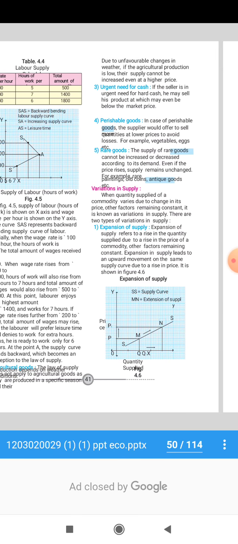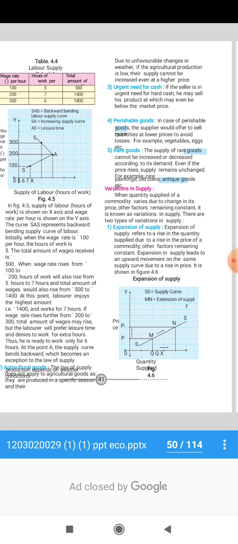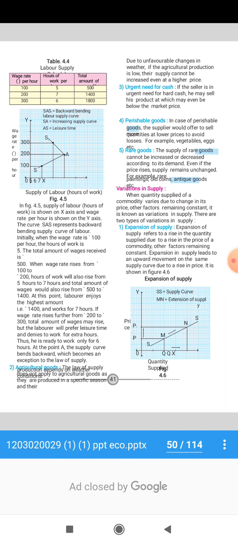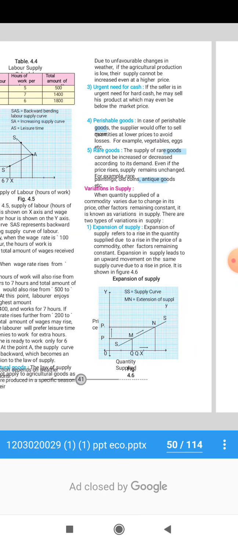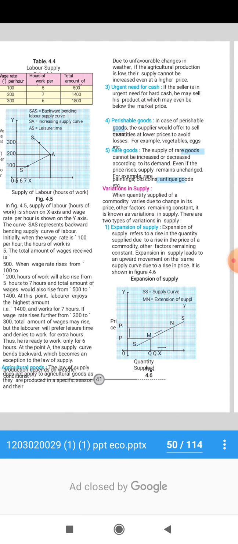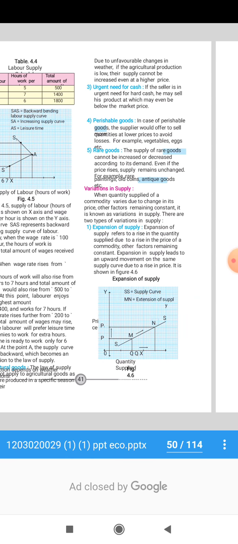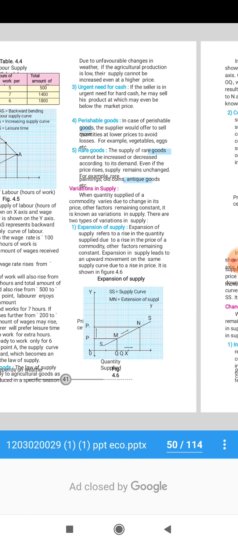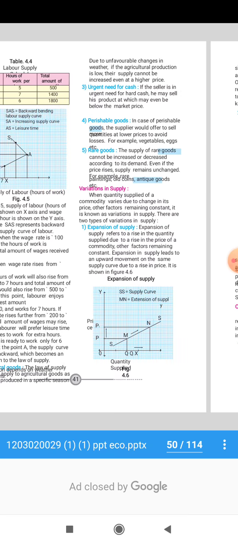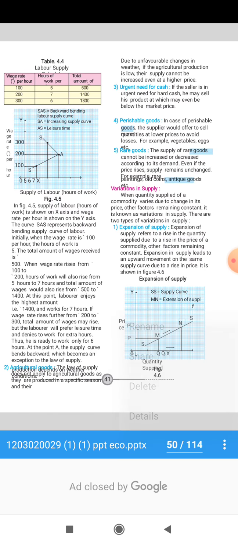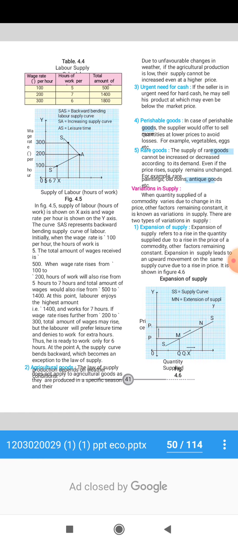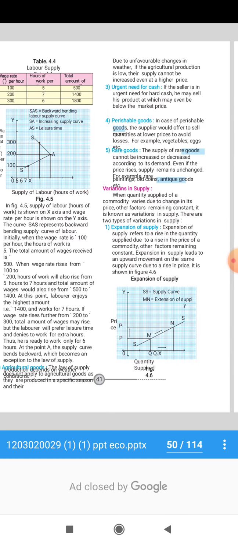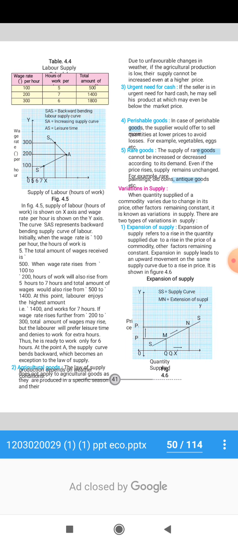So the first part, expansion. Expansion of supply refers to a rise in quantity supplied due to a rise in the price of the commodity. Other factors which determine the supply remain constant. Expansion of supply leads to an upward movement on the same supply curve due to rise in price. For example, in graph 4.6, on the y-axis we show price and on the x-axis quantity supplied.